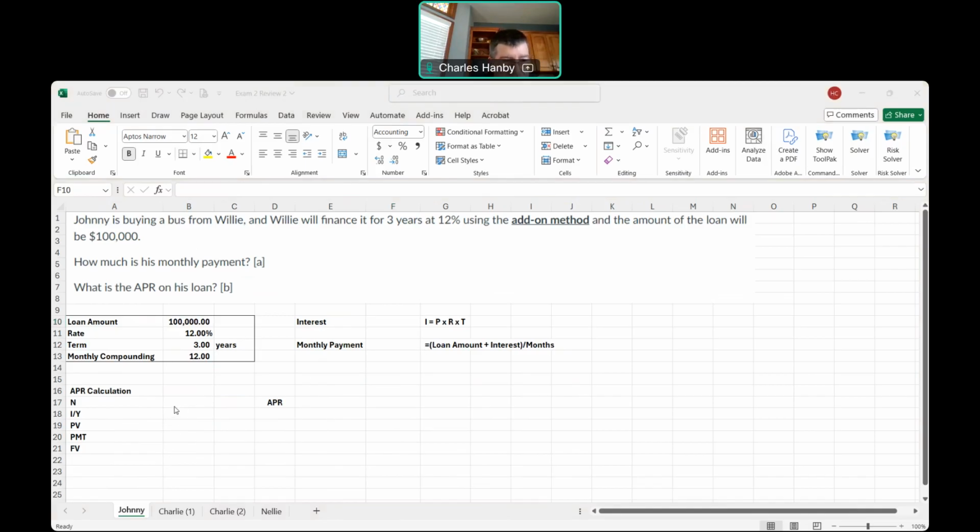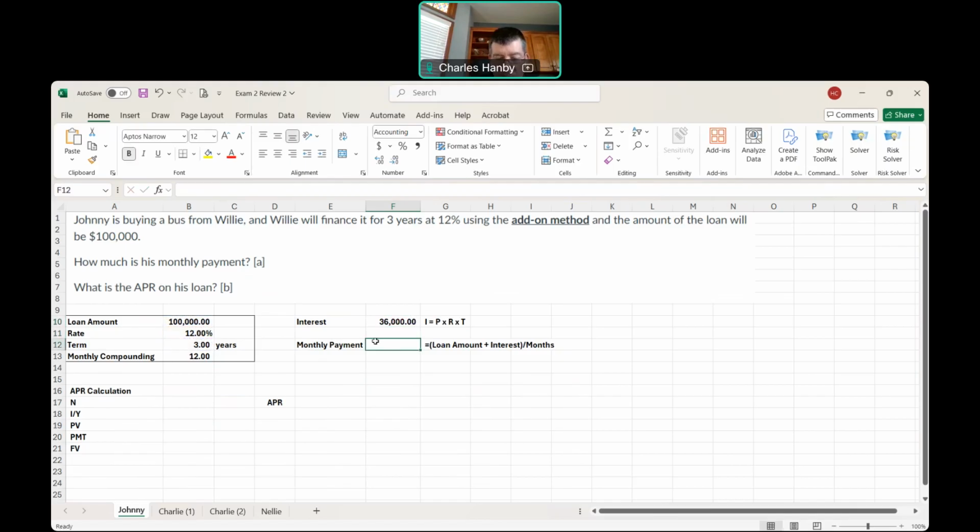So the first question here is add-on method. Johnny's buying a bus from Willie. Willie will finance it for 3 years using the add-on method. The amount of the loan will be $100,000. How much is his monthly payment? So first thing we got to do is calculate the interest. It's principal, the 100,000, times the rate, the 12%, times time, which is 3 years, so $36,000.